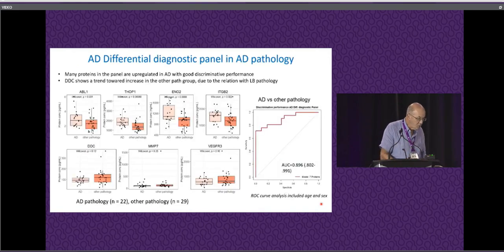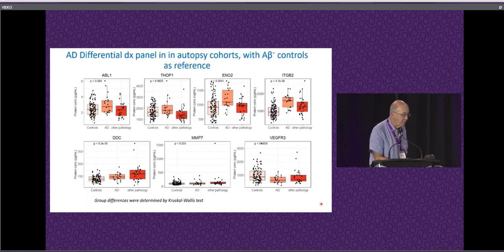If we looked at the differential diagnostic panel, again, this did pretty well to separate AD as the dominant pathology versus non-AD as a dominant pathology, but with the caveat that there can be some overlap. ITGB2 is a member of both panels. ENO2 is neuronal enolase, for example, and that was one of the stronger predictors. Some biomarkers in this panel don't seem to be performing very well, and again, we're going to revisit how to try to combine them and what else could be added.